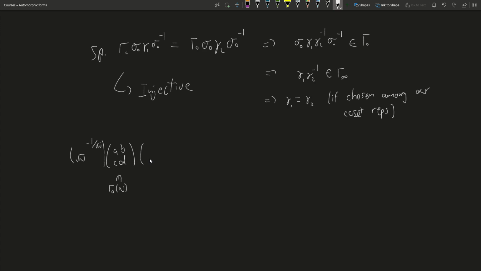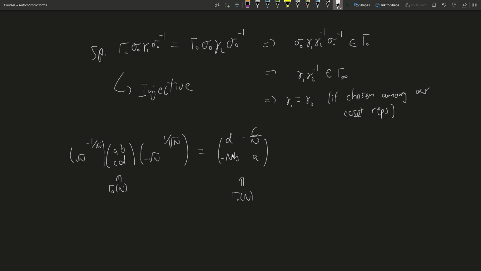And you conjugate it by sigma naught. After just multiplying out these matrices, you find that you get the matrix D, minus C over N, minus NB, A. And this is going to be, again, a matrix in gamma naught n, because for the original thing to be a matrix in gamma naught n, C had to be divisible by n. So this is, again, divisible by n.